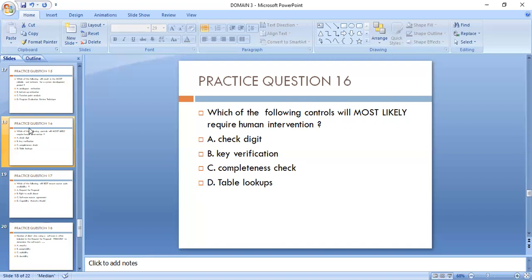Completeness check, the system runs through what you are typing to determine whether you are filling all the necessary information. So on a web page, you will see some fields marked with an asterisk. If you don't fill it, if you leave it blank, the system will flag it when you try to submit. So you can see that does not require human intervention.